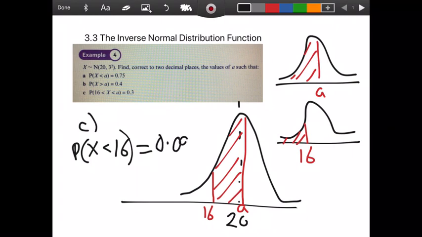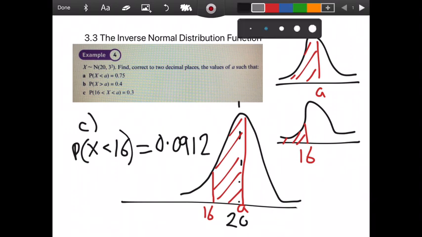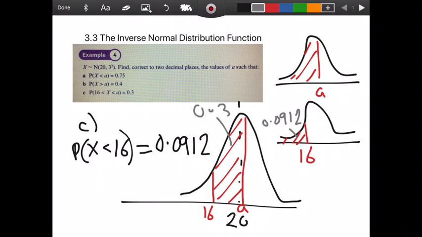So I've got 0.0912 for this part here. I'm just going to label that as well. 0.0912. And I know that this part here was 0.3. So that means if I add these two together, then the probability that x is less than A must be 0.3912. And now that's something that I can put into my calculator on the inverse normal.